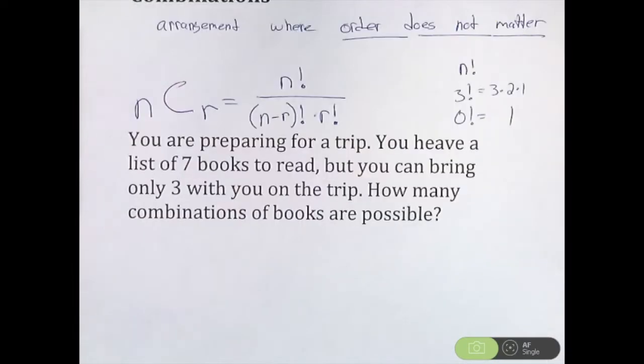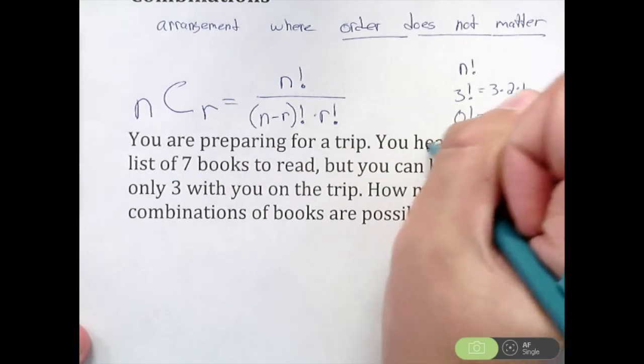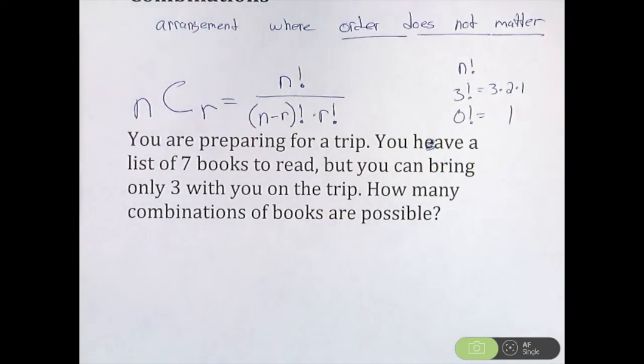So, first example, you are preparing for a trip. You have a list of 7 books to read, but you can bring only 3 with you on the trip. How many combinations of books are possible?